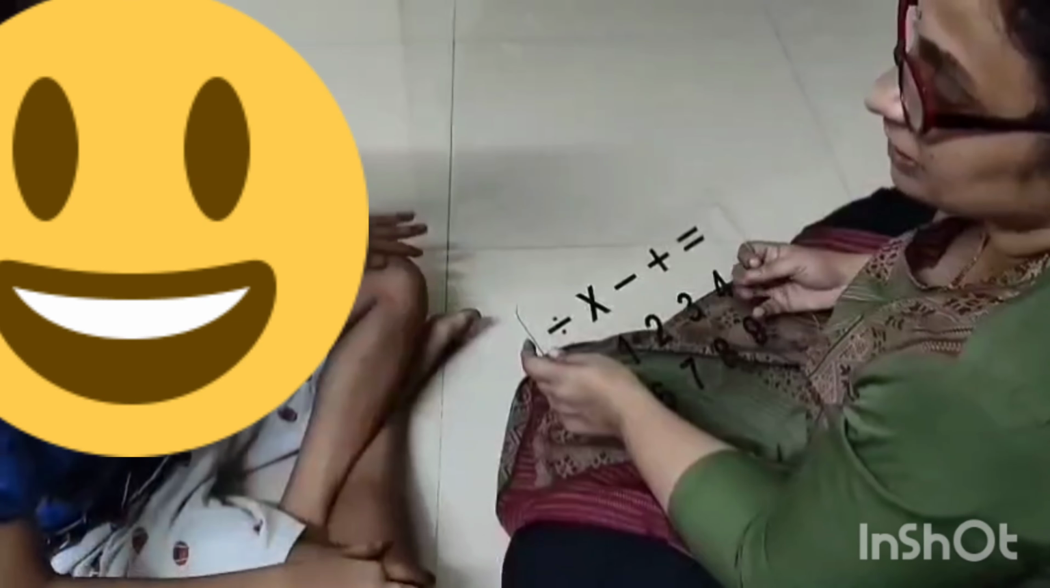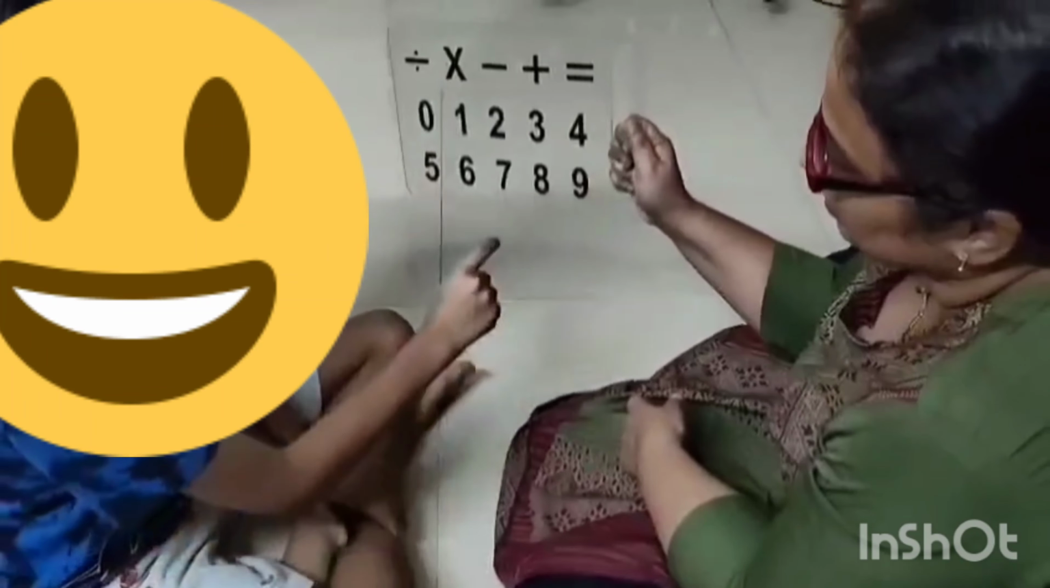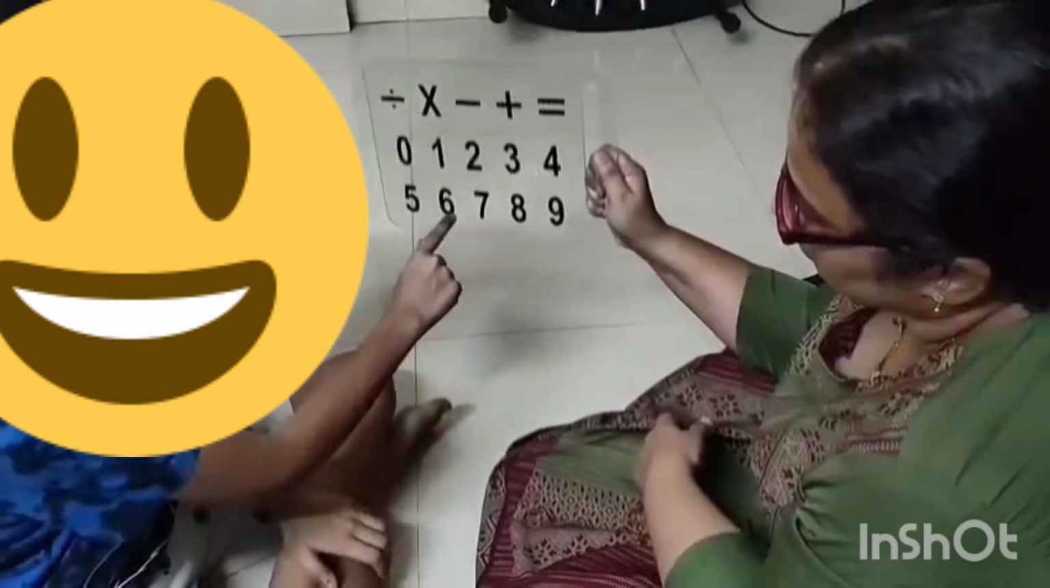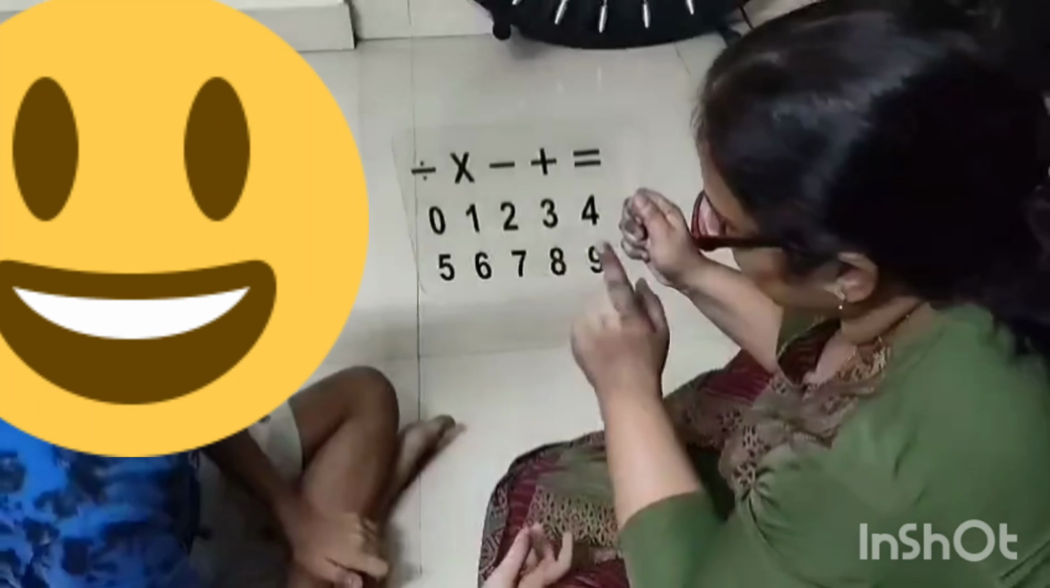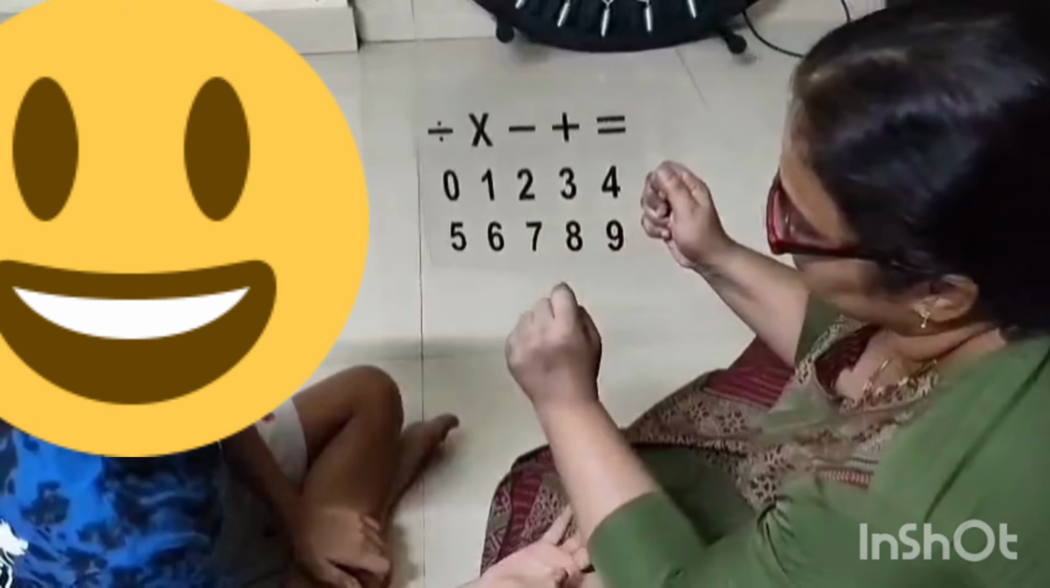Which is the most difficult multiplication table? Nine? Okay. I'll tell you what it is. It is actually 7. You know why?